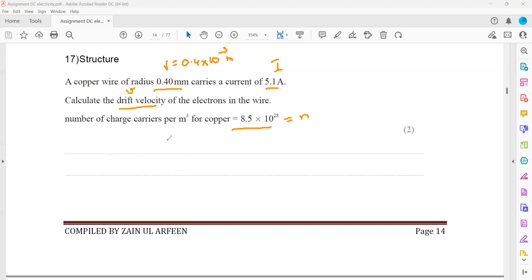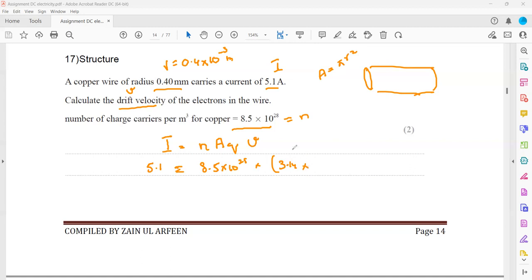So we have the transport equation: the current I = nAqv, where I is the current, that is 5.1, n is the number of charge carriers per unit volume, which is 8.5 × 10^28, and A is the area of cross section of the wire, which is πr². So π will be 3.14 and r, the radius, is 0.4 × 10^-3, squared. q is the charge of one electron, which is 1.6 × 10^-19 coulomb, and v is the drift speed, which we are finding.